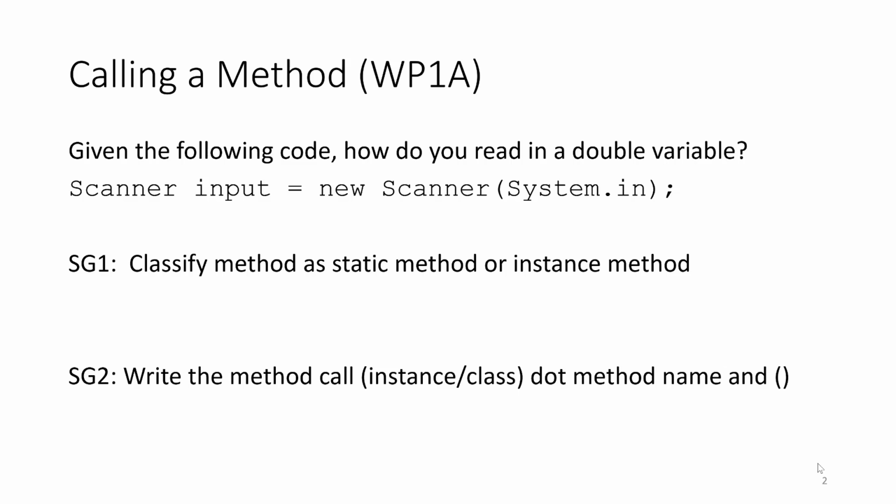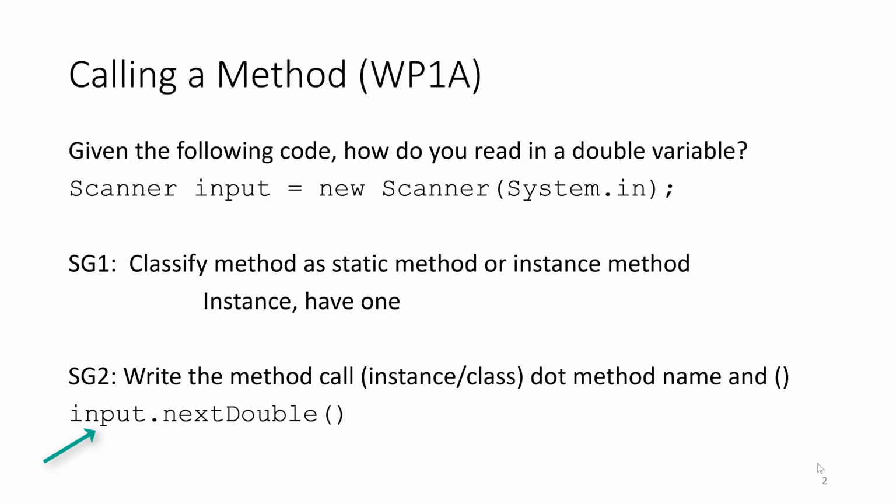Subgoal 1 says we need to classify the method as a static method or an instance method. In this case, it's an instance method, and we have an instance called input. Then we want to write the method call using the instance input, followed by a dot, followed by the method name, nextDouble, and an open and close set of parentheses. input.nextDouble(), open close parentheses.